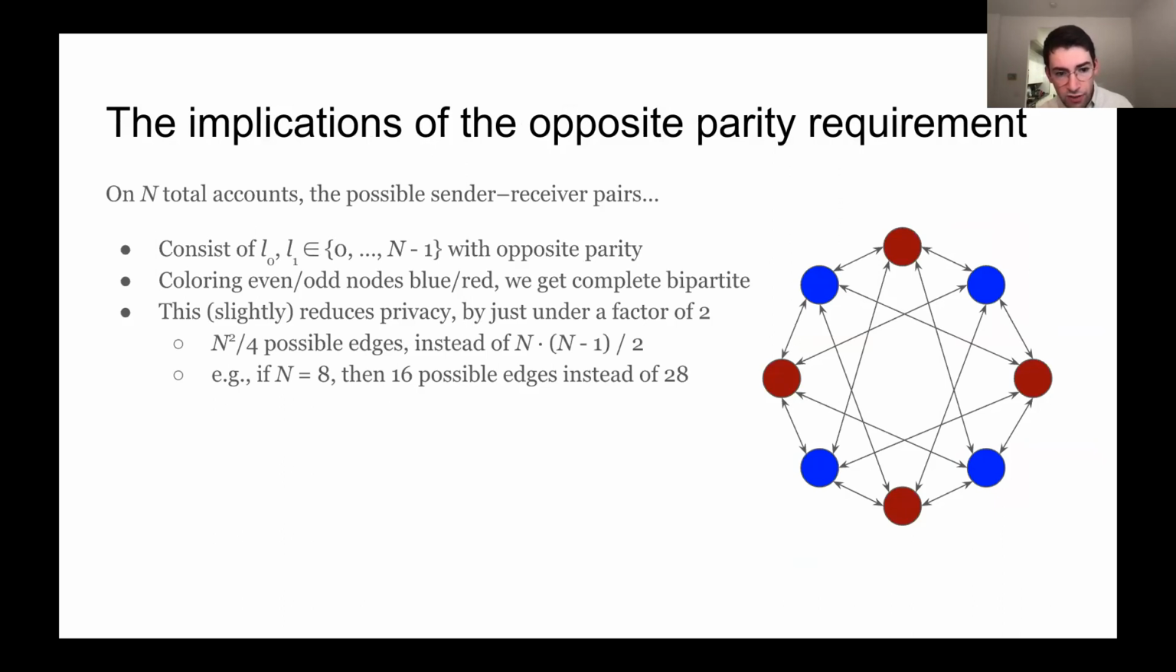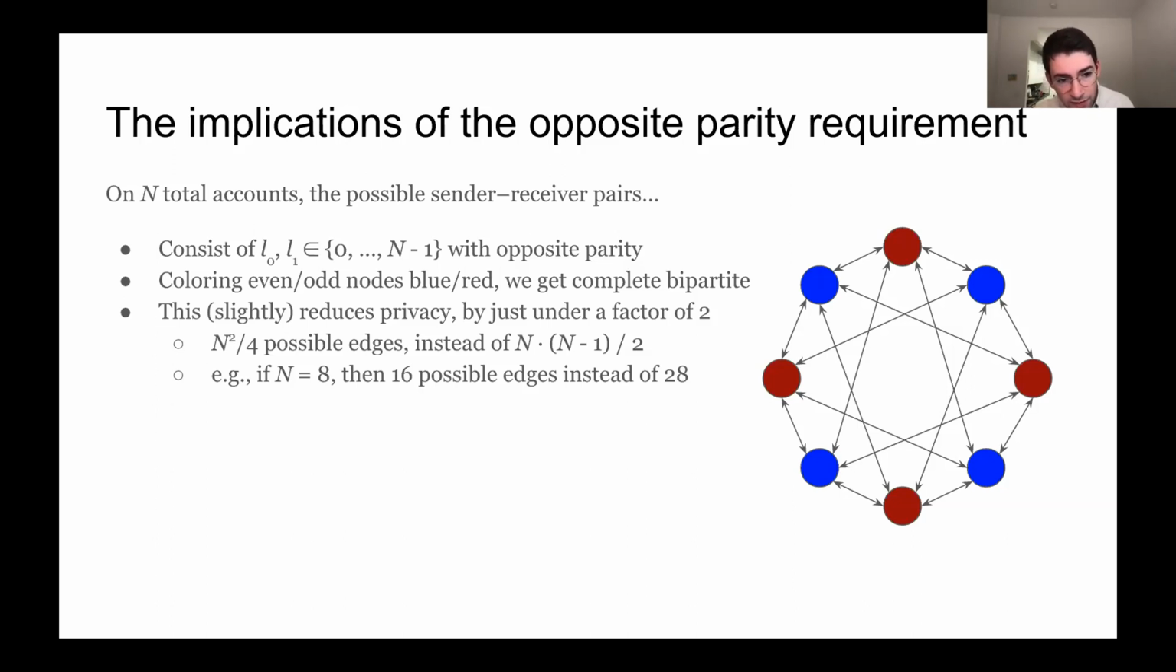In other words, let's draw red for an even index and blue for an odd index. Now, the possible pairs of L0, L1 are basically all possible ways of picking a blue dot and a red dot. So this is the complete bipartite graph on n nodes, right? Yep. So having this parity requirement does decrease privacy because we can only have bipartite edges instead of all edges. Yeah, right. But what's good is that the arrows are bidirectional, right?